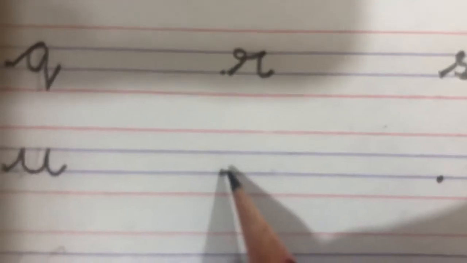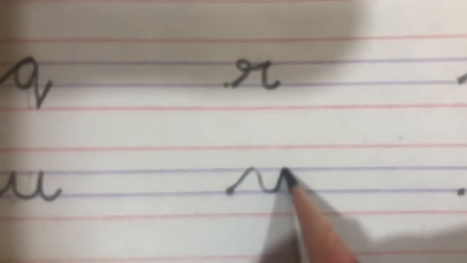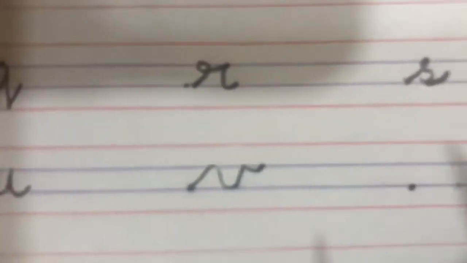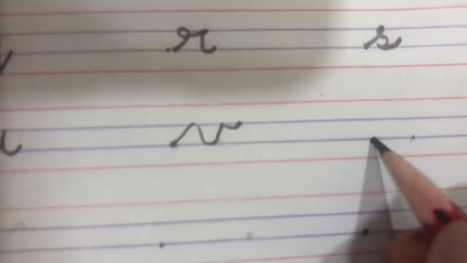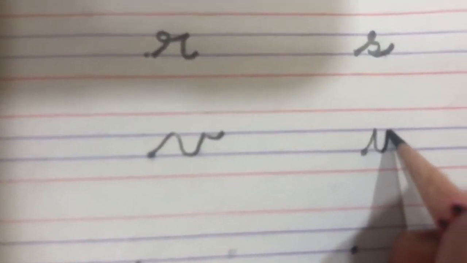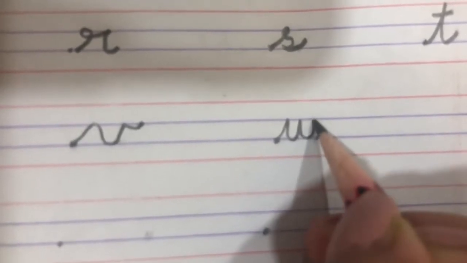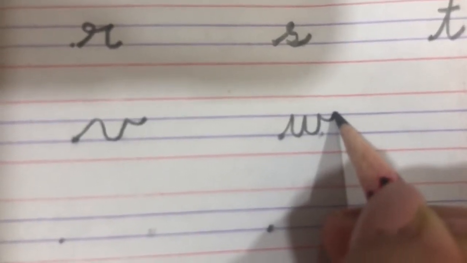You know how to write U? Then V, V, U, umbrella, V, van. Start from the third line. Curve, take it up and a kick. W, two U's together and a kick.